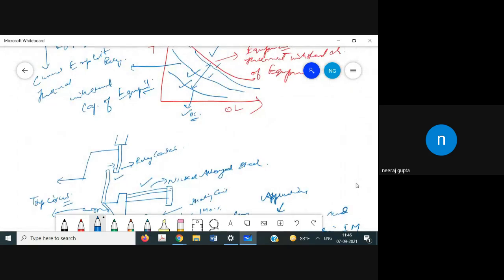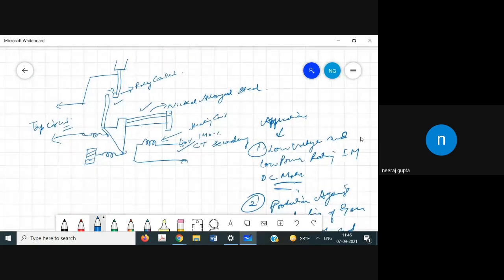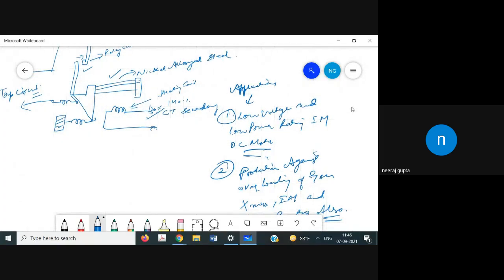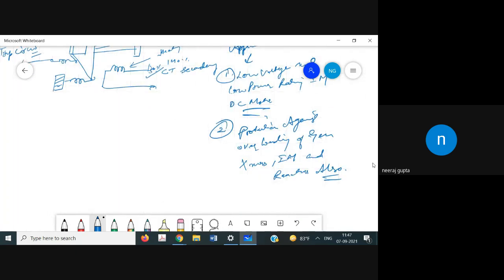And then we have the basic idea of this relay, and then you have the applications of that. That is application, you can say that it is used for the low voltage and the low power rating induction motors and DC motors, protection against the overloading of generators, transformers, induction motors, and reactors also.